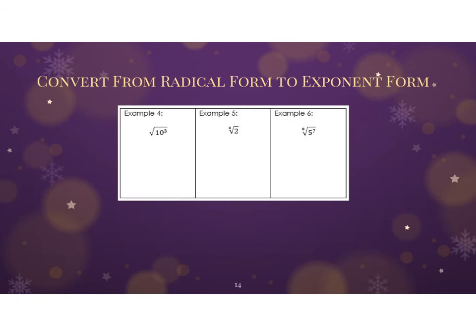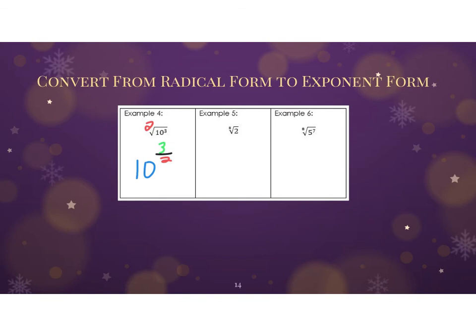Okay, let's look at example number 4 here. Again, we are converting from radical form to exponent form. Let's see if we can have it down now. So before we get started, remember we're going to place a 2 as our index. The 10 comes down as our base. The 3 goes as the numerator of our exponent. And then the index comes down as the denominator.